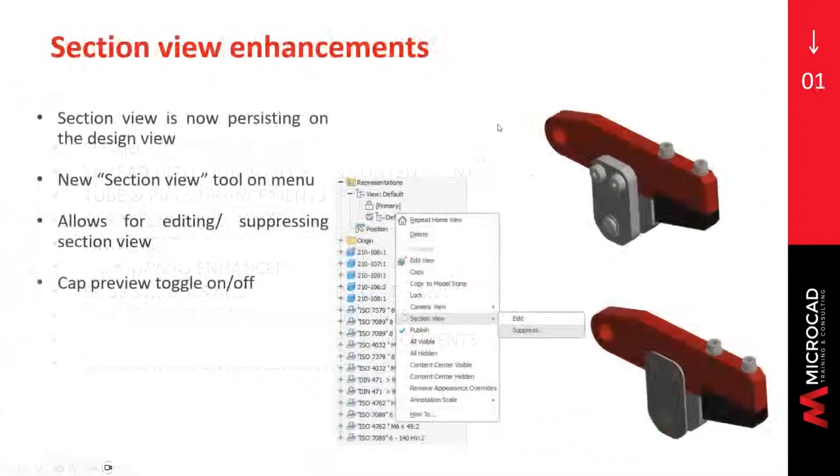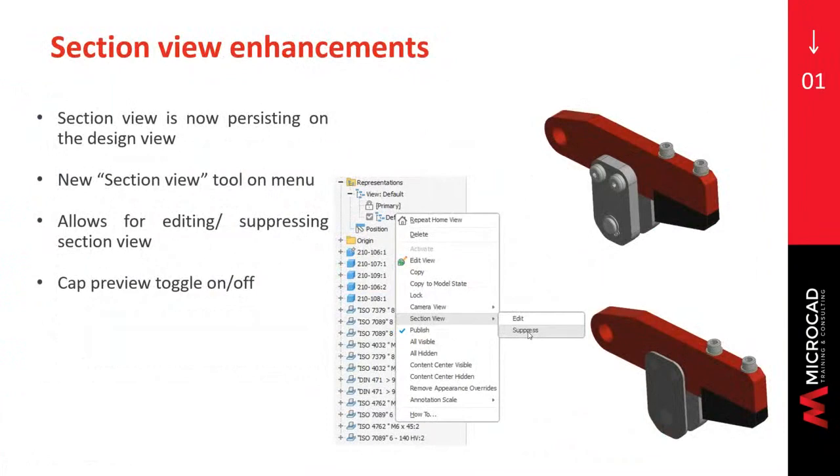The first one I want to talk about is the section view enhancements. This has changed a little bit how section views are created in Inventor. You still create them from your view panel, but there is now a new section view tool on the context menu. So when you create a section view, this view will now be persisting in the presentation that you have active at the moment, and you will have this new section view tool that will allow you to suppress or edit the section view you just created.